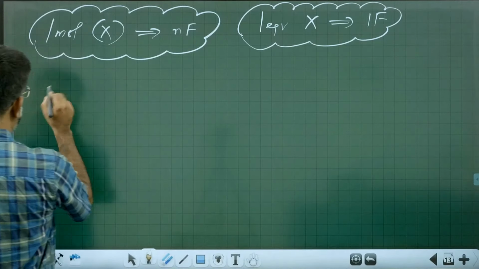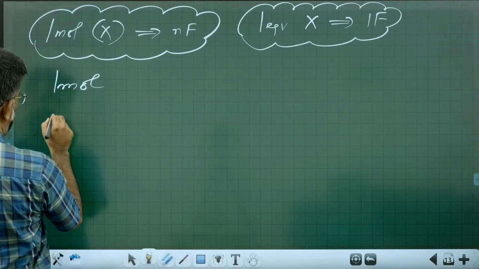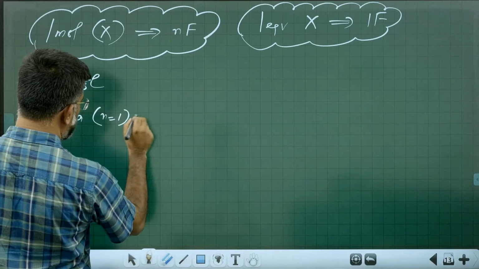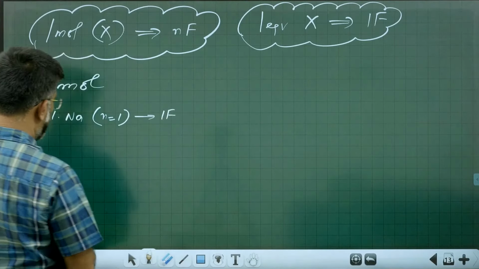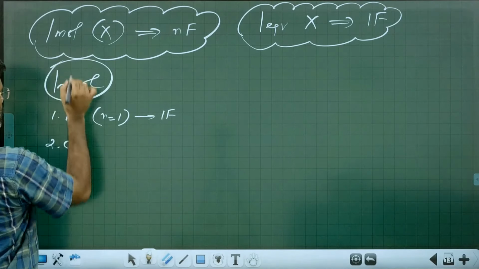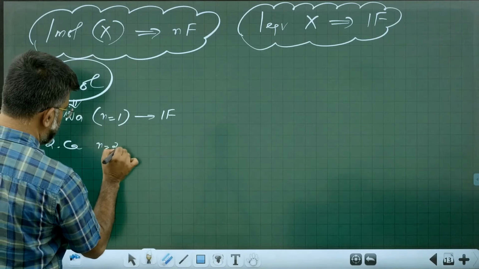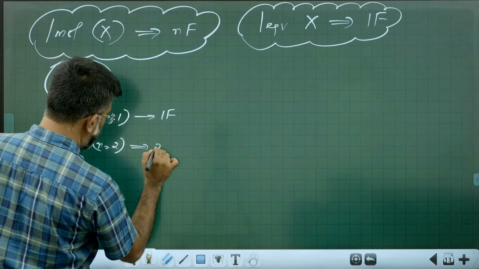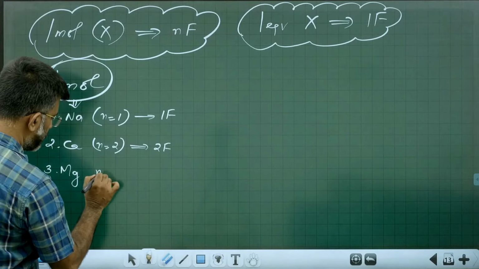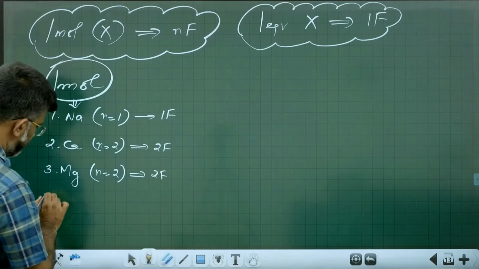Suppose we are talking about 1 mole reaction involving sodium. Sodium n factor is 1, so it requires 1 Faraday. What about calcium? If it is reacting 1 mole of every matter, calcium n factor is 2, so it will require 2 Faraday. What about magnesium? Magnesium n factor is 2. It will require 2 Faraday.